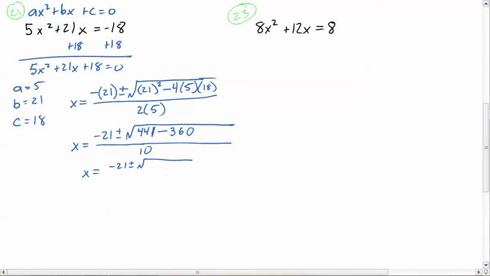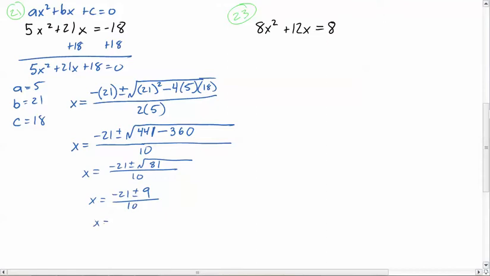So 360, 370, 380, 390, 400. So it looks like it's going to be 81. Is that right? Yes, that's right. Over 10. X equals negative 21 plus or minus the square root of 81, which is 9, over 10.